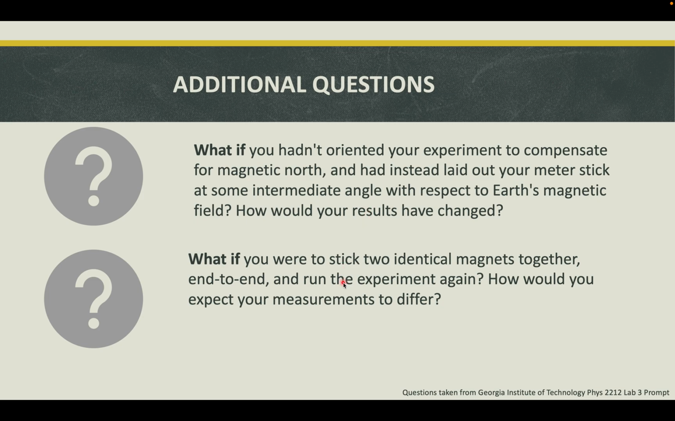Answering the second what-if question, if we stick two identical magnets back to back, then the direction of the field would be the same, and due to superposition, the magnitude of the field would be greater than that of one magnet. We can say that the magnetic field value will be approximately double in this case.